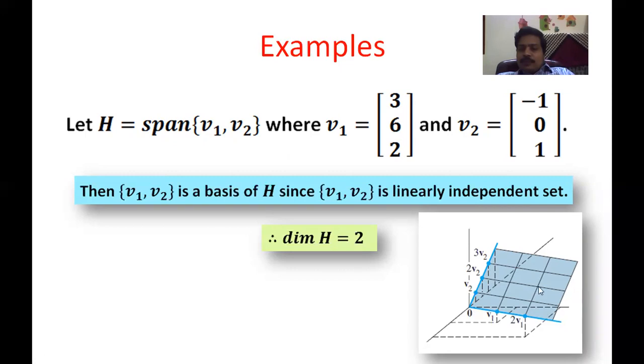So all the vectors in this plane, which is joining V1 and V2, it's a plane. It represents the set spanned by these two vectors V1 and V2, that is H here. Each vector has two dimensions, one V1 and second one is V2. So we can say that dimension of H is equal to 2.